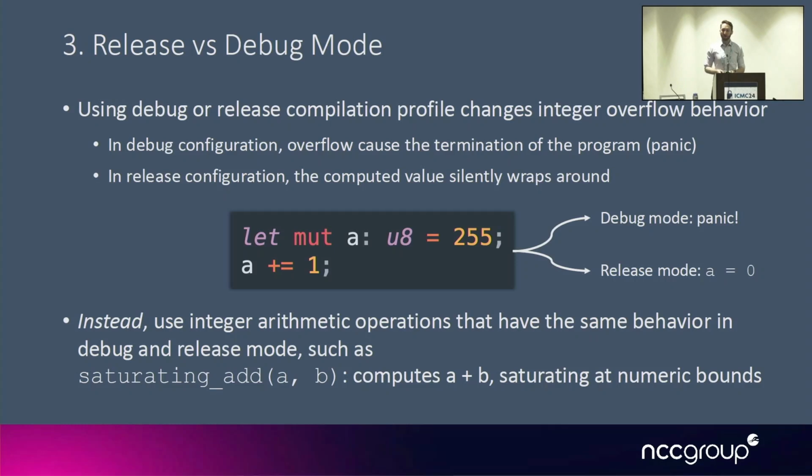Instead, one should use operations that have the same behavior in debug and release mode, such as saturating add, which will saturate at numeric bounds, meaning that A in this case would be equal to 255.